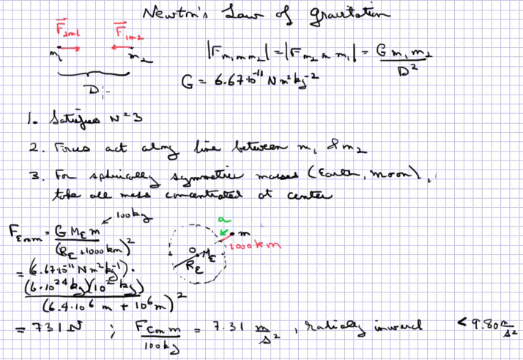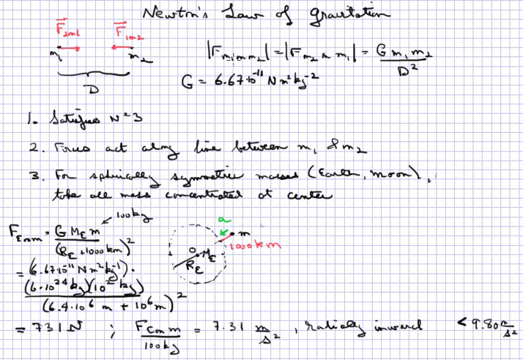Newton's law of gravitation says that two point masses, m1 and m2, separated at a distance d, will exert one force on the other. This is what's known as an attractive force. So m1 will exert an attractive force on m2, pulling m2 towards m1. m2 will exert an attractive force on m1, pulling m1 towards m2.